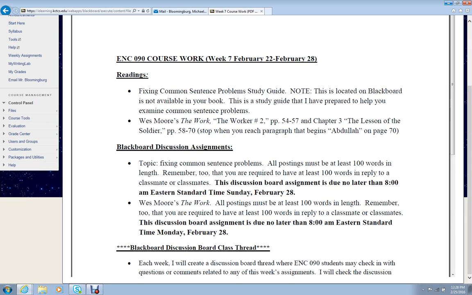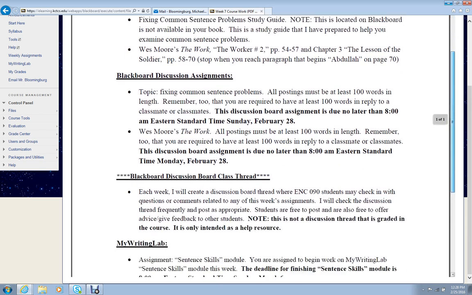Westmore's The Worker number 2, pages 54 through 57, and chapter 3, The Lesson of the Soldier, pages 58 through 70, and I've given you a stopping place to note there.